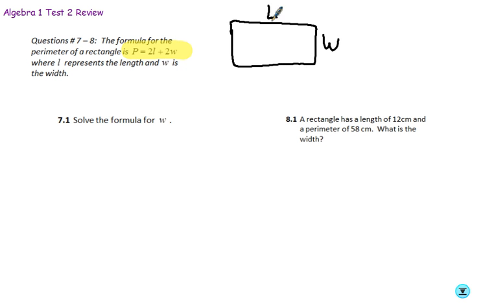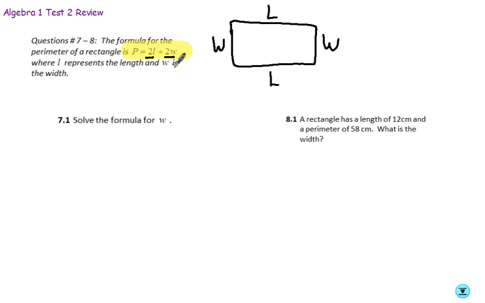Well, I've got two sides, and these two sides are the same. And then those two sides are the same. So if you wanted to say, what would the distance around be? Well, it'd be that plus that plus that plus that. But since we have like terms, we combine those two like terms because we've got two L's. So that's where the 2L comes from. Plus, we've got two W's, so 2W. So that's where the formula comes from.